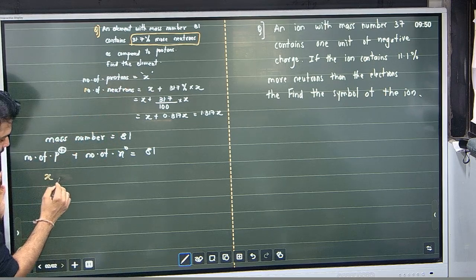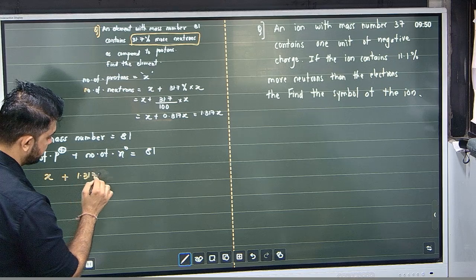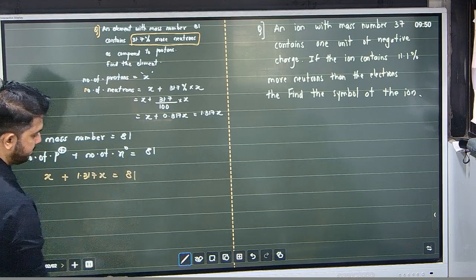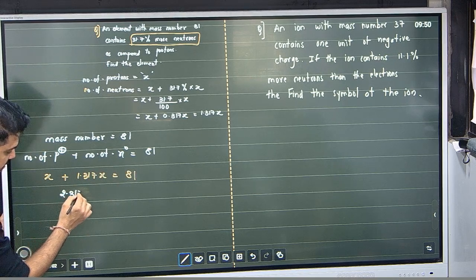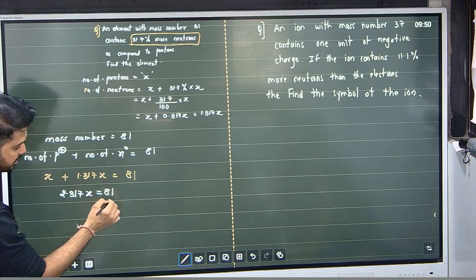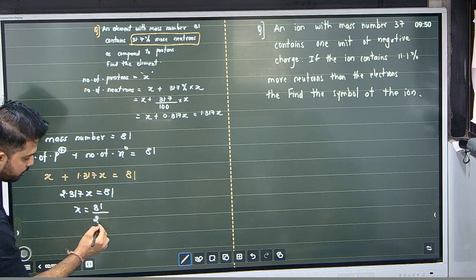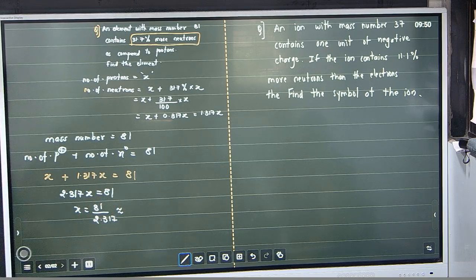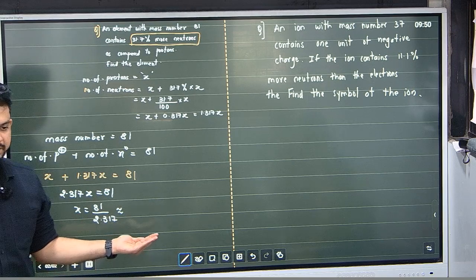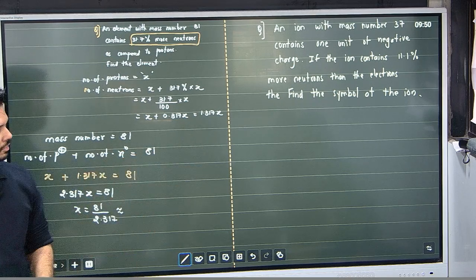How many protons do we have? x. How many neutrons do we have? So how much does this become, people? 2.317x is equal to 81. So x is 81 by 2.317. You'll solve this and you'll find the approximate value for me. Did you people get this? Yes or no? Do you want me to give the hint for the next one?